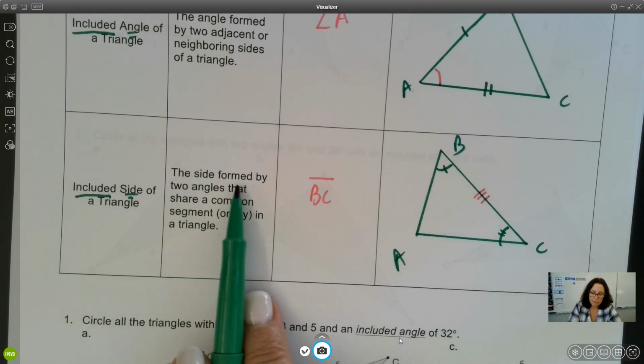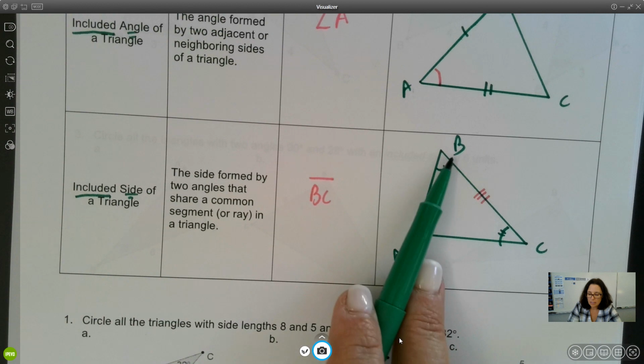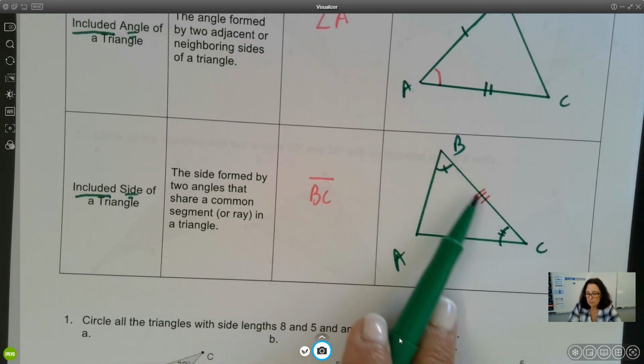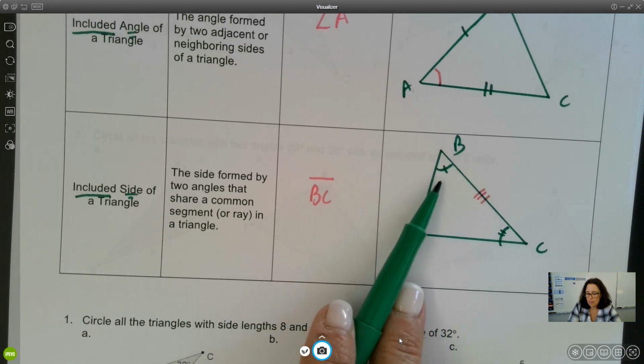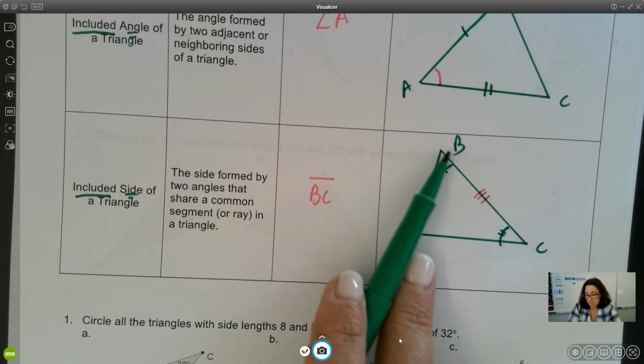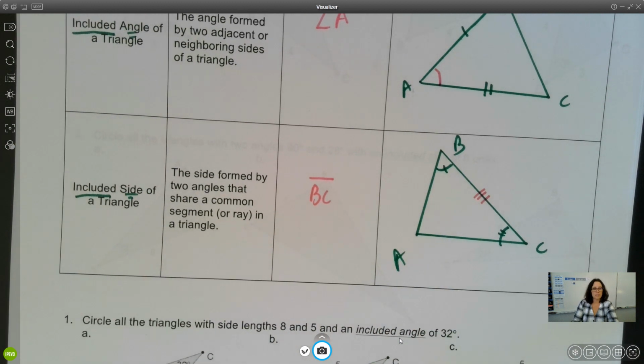The included side is the side formed by 2 angles that share a common segment or ray in a triangle. So this side BC is shared between this angle B and this angle C. It's really important you understand the word included, and then with that comes non-included, that we're about to talk about in a couple of examples.